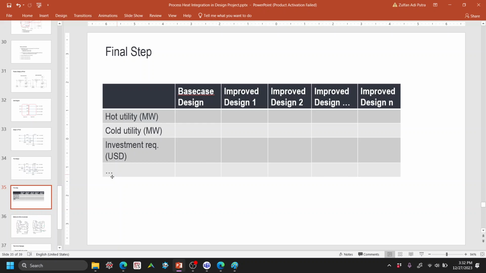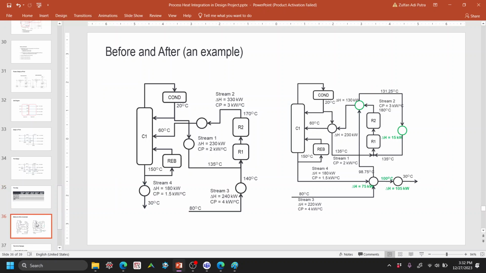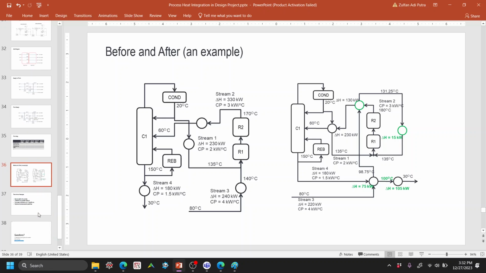Put operating cost over here, and then you can present this, and propose which design is the best in terms of capex and opex. So for example, this is the base case, and this is then the proposed optimum case, as a result of your study. So I think that's what I want to share.